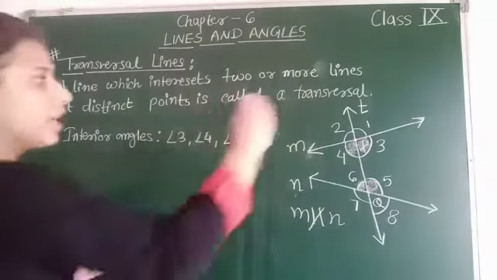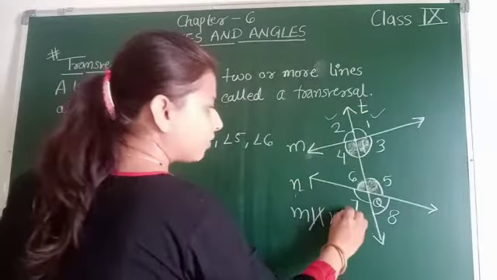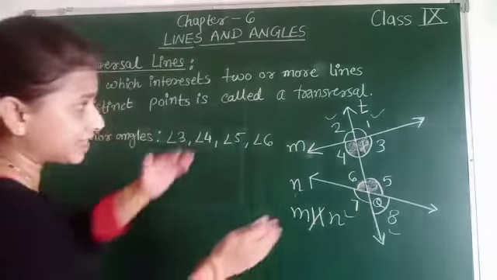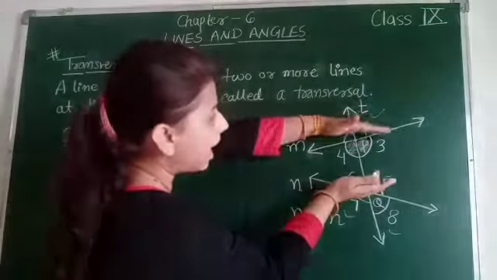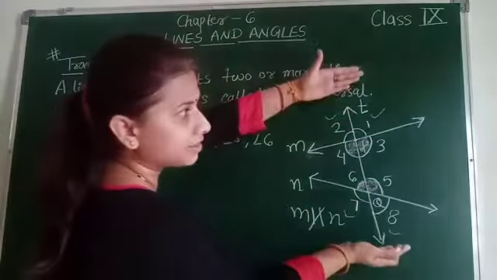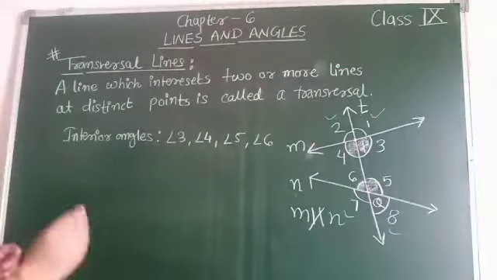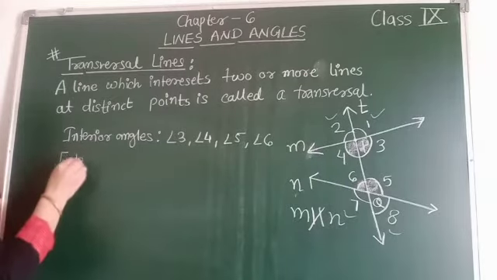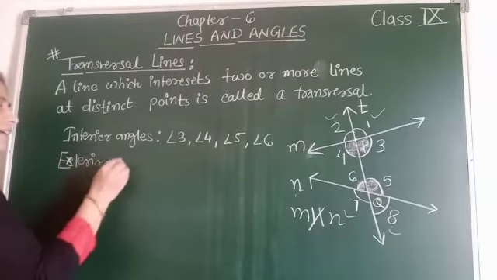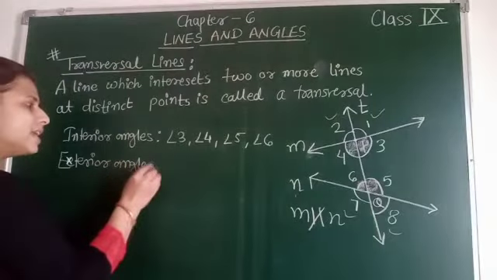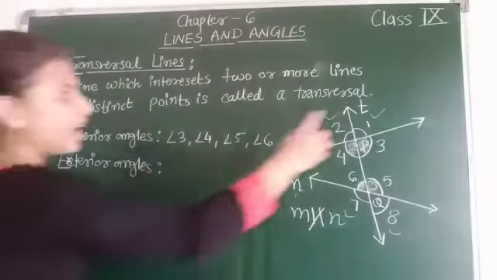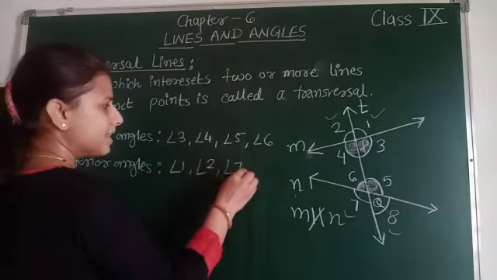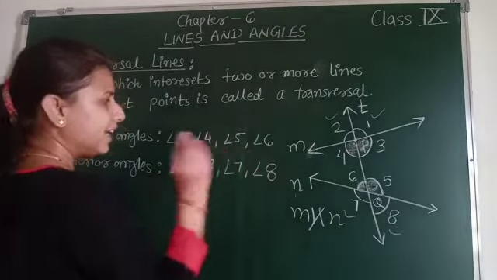And look at the rest of the four angles, angle 1, angle 2, angle 7 and angle 8. All these angles are forming outside these two lines. So these angles are called exterior angles. Exterior angles. In this diagram, exterior angles are angle 1, angle 2, angle 7 and angle 8.